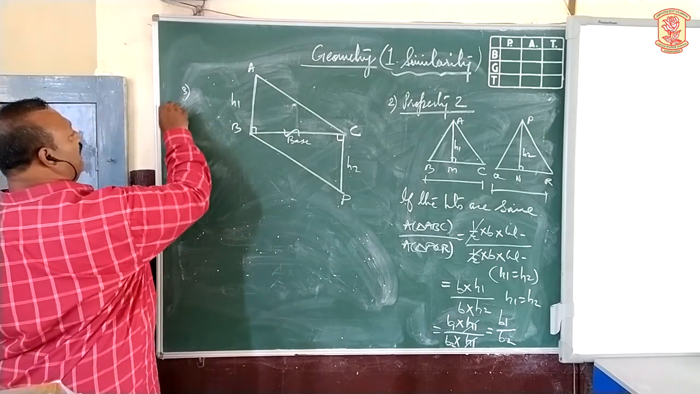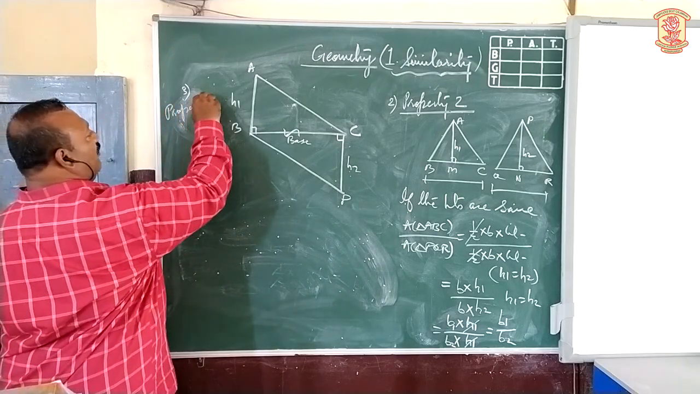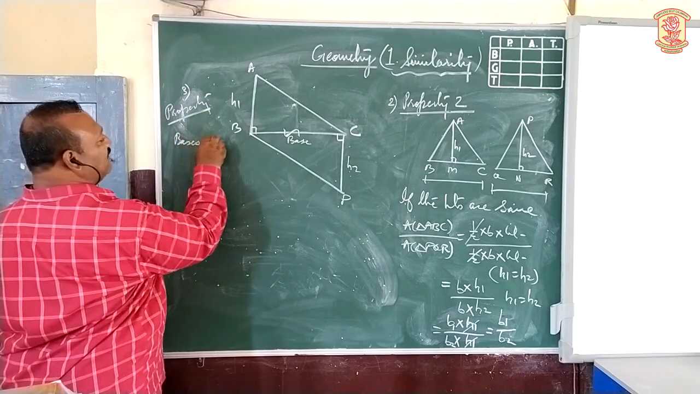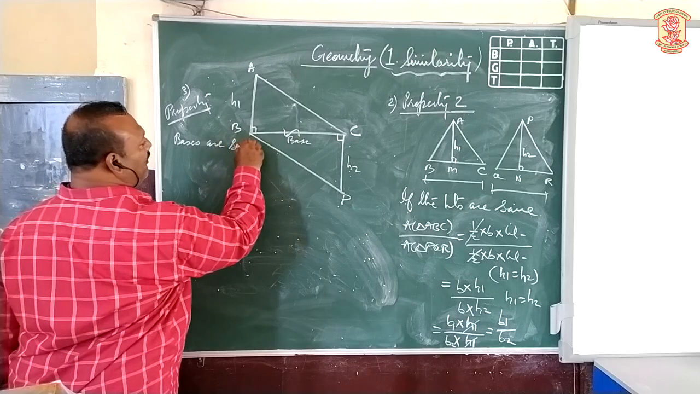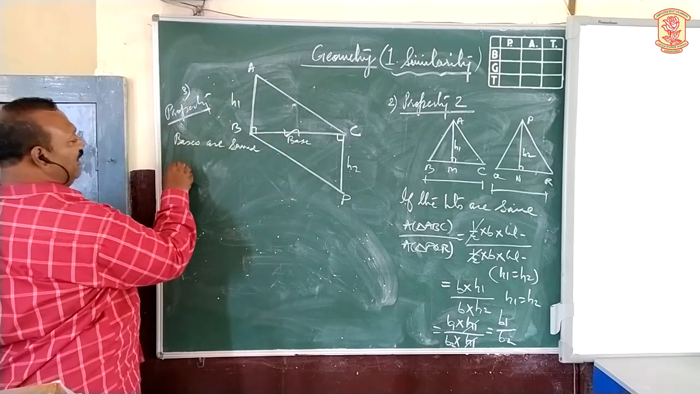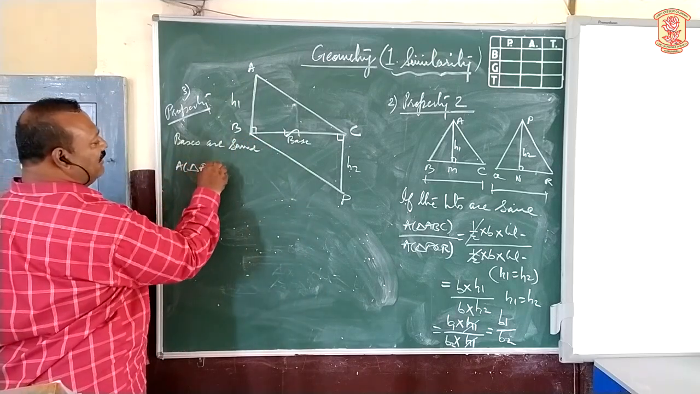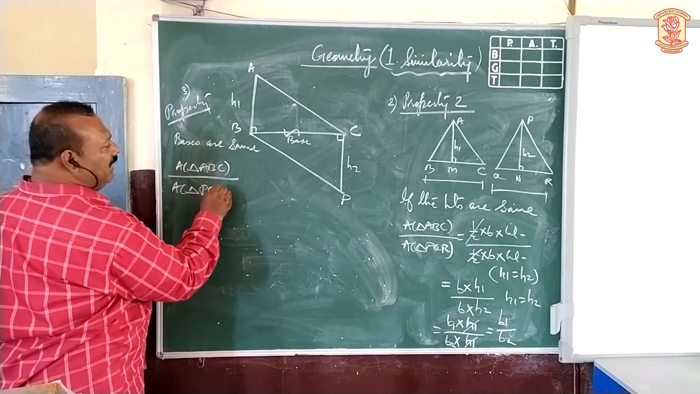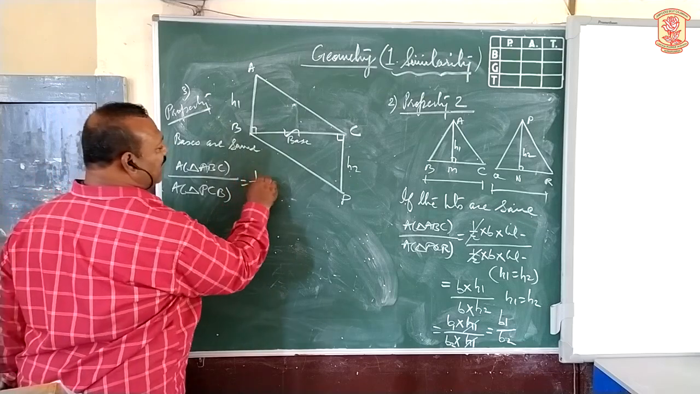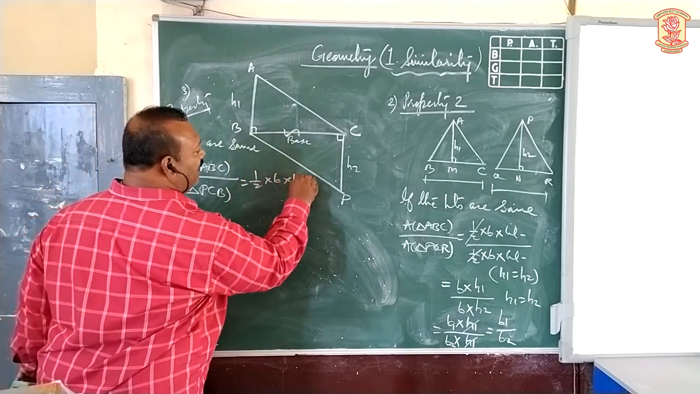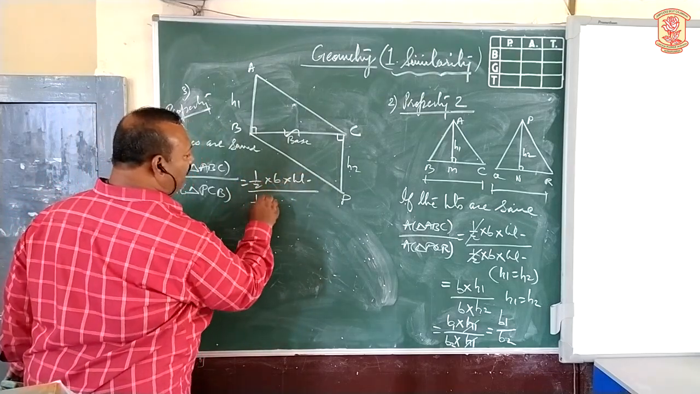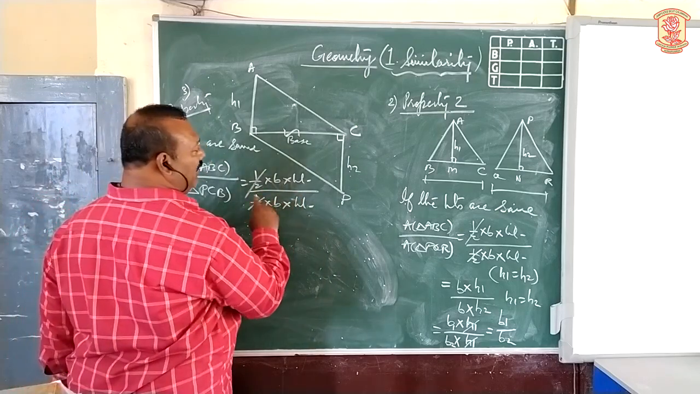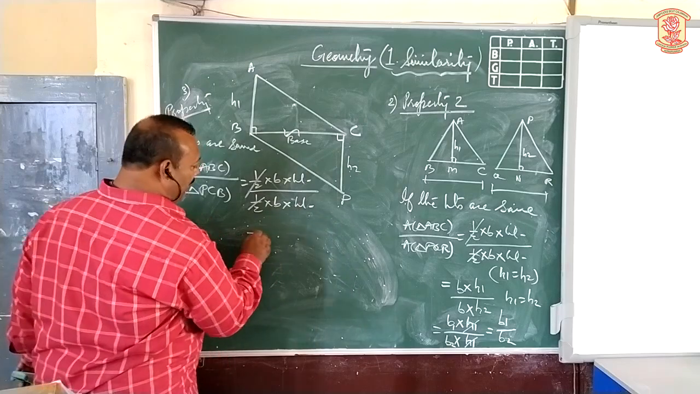Now the third property. In this, if the bases are the same, then we can write area of triangle ABC upon area of triangle PCB equals, once again I'll write, half into base into height upon half into base into height. Now the halves get cancelled. Here the heights are not the same, the bases are the same.